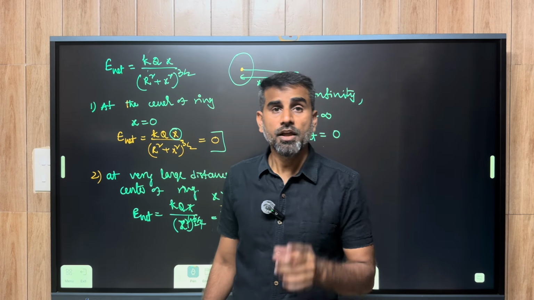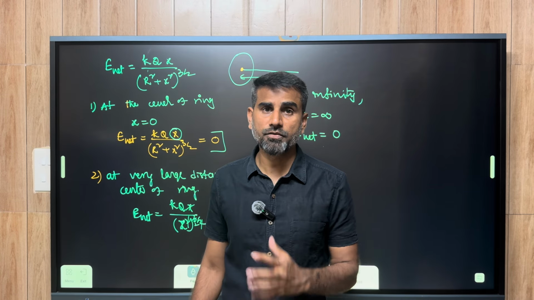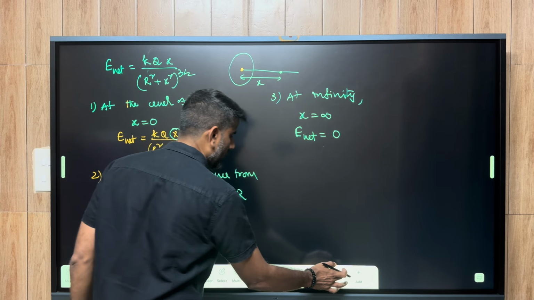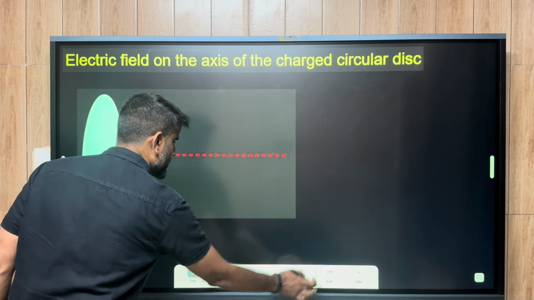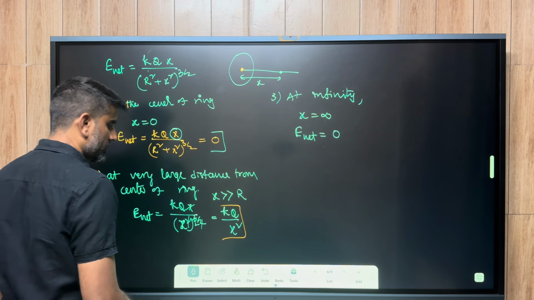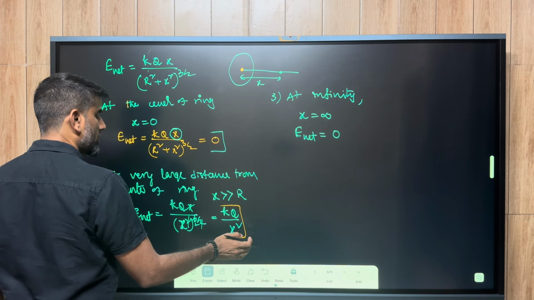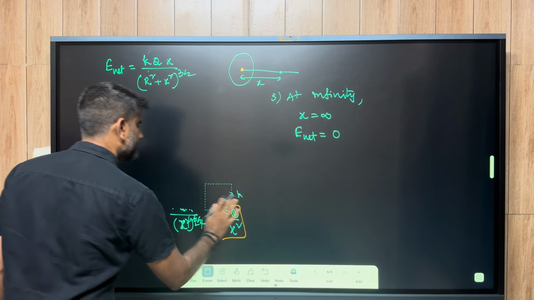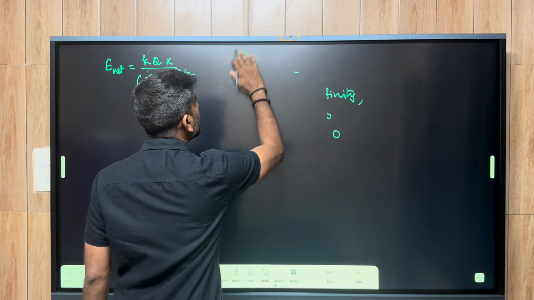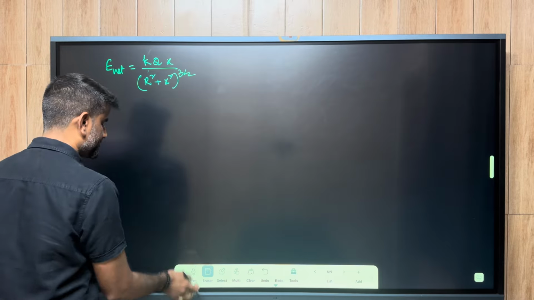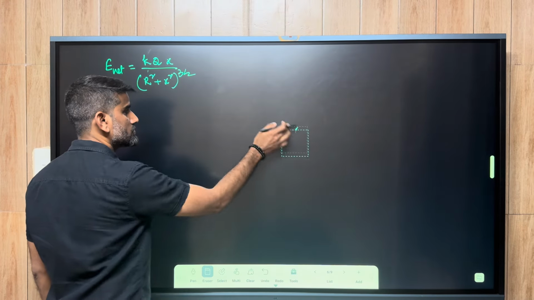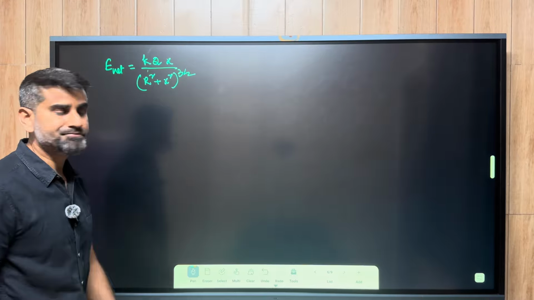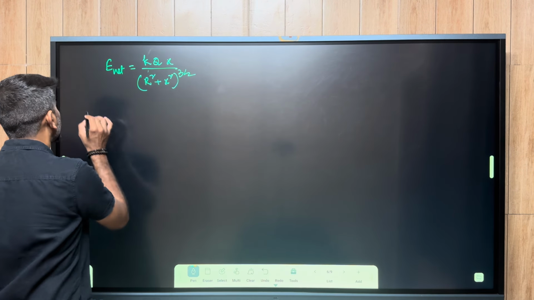Let us find where the electric field is maximum along the axis of the charged ring. Along the axis, we will find the maximum possible electric field due to this charged ring. Now I'm going to take this entire thing off and keep only the formula. Now, let's use the same formula.